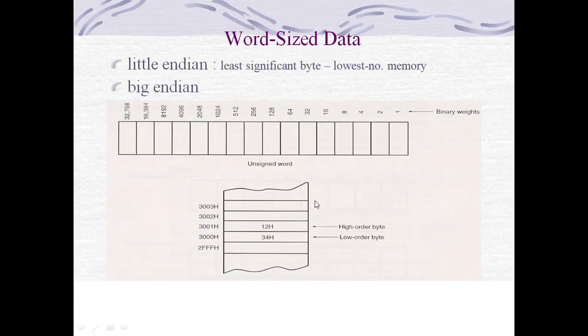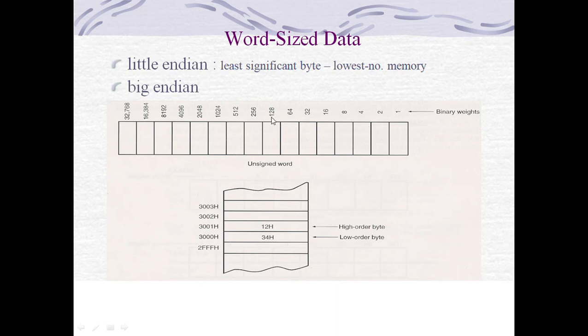If we need to store larger data, we need word size data. In the word size data, we need 16 bits, and the same procedure is applied to assign them weights. So these are the weights. Until the 128, we have the same weights. This is unsigned word, and after 128, we just continue like we did for the byte size data.